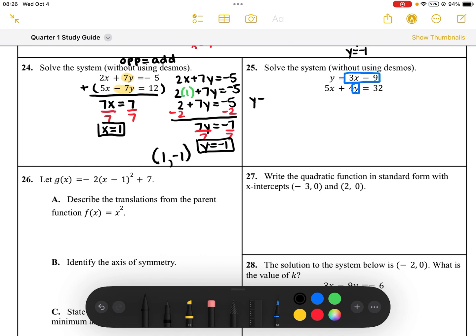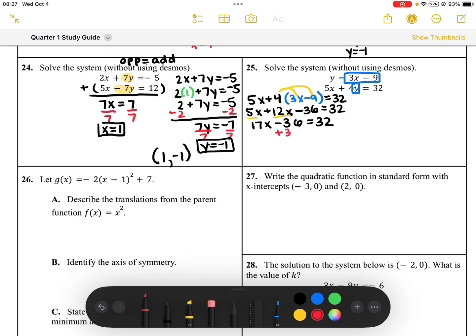So I'm going to have 5x plus 4, and y is now going to become 3x minus 9, and this equals 32. So first I need to distribute this 4 to each piece. So I'm going to have 5x plus 12x minus 36 equals 32. Now I need to combine my like terms. So 5x plus 12x, I'll get 17x minus 36 equals 32.